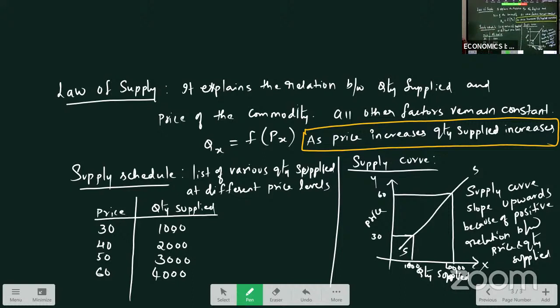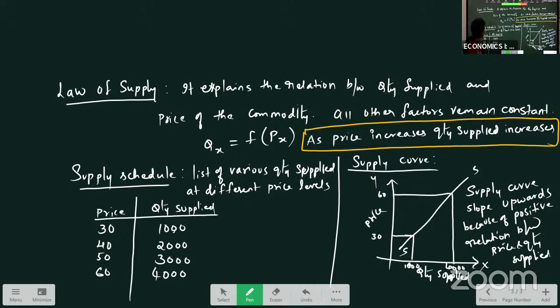What was explained in the law of supply? Law of supply explains the relation between quantity supplied and price of the commodity, all other factors remaining constant. So the formula is Qx equals f of Px. As price increases, quantity supplied also increases. Right? So there is a positive relation.